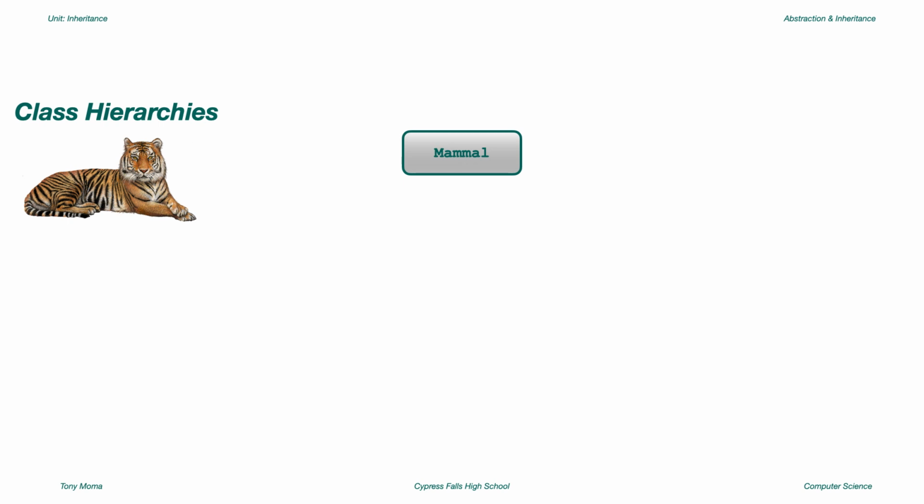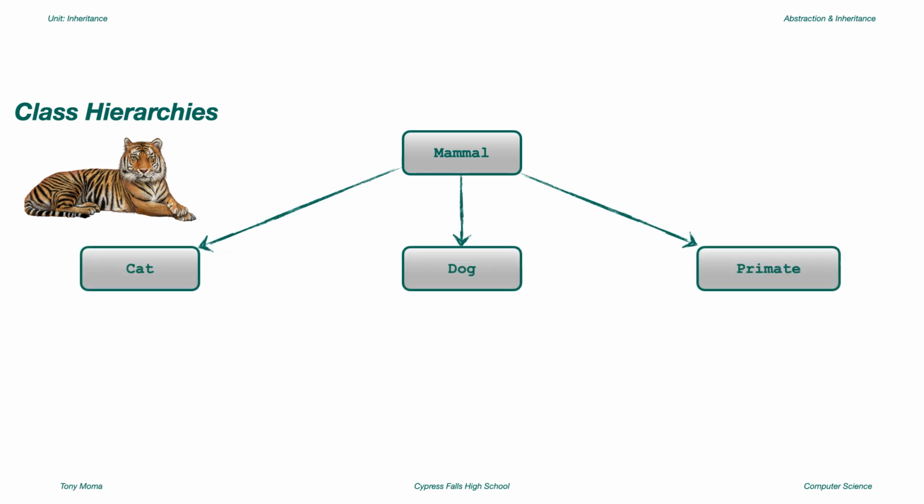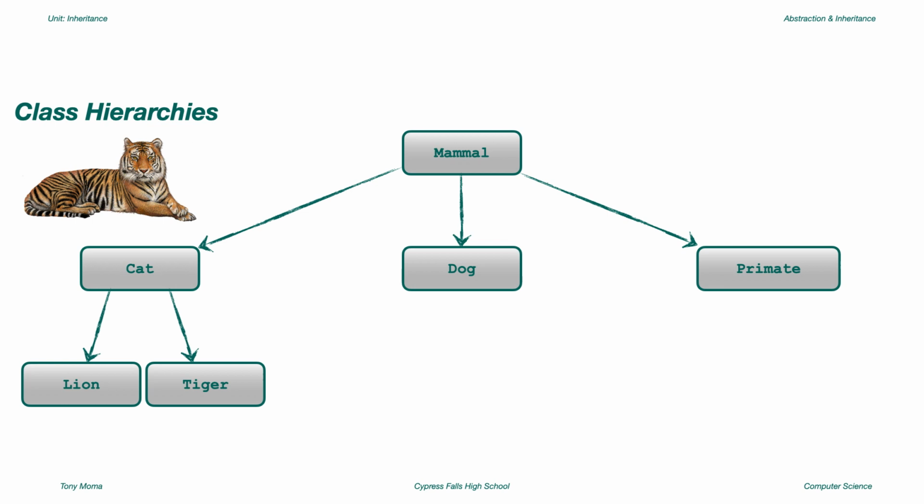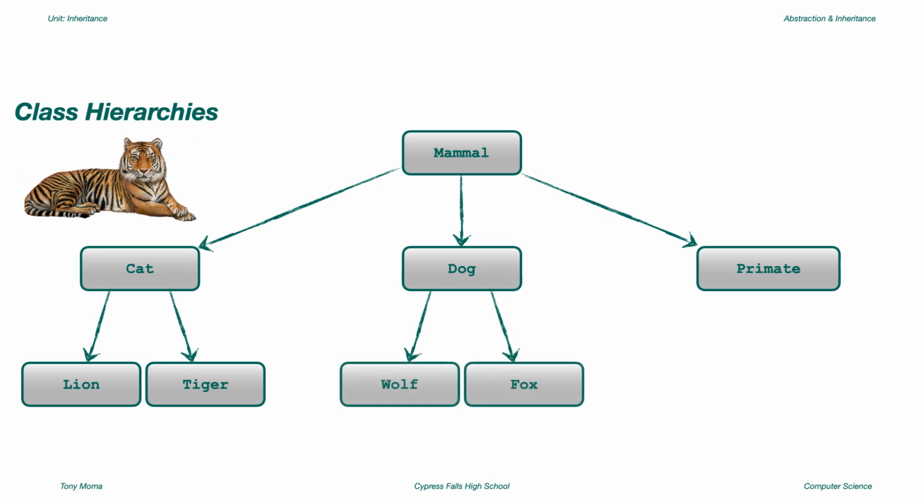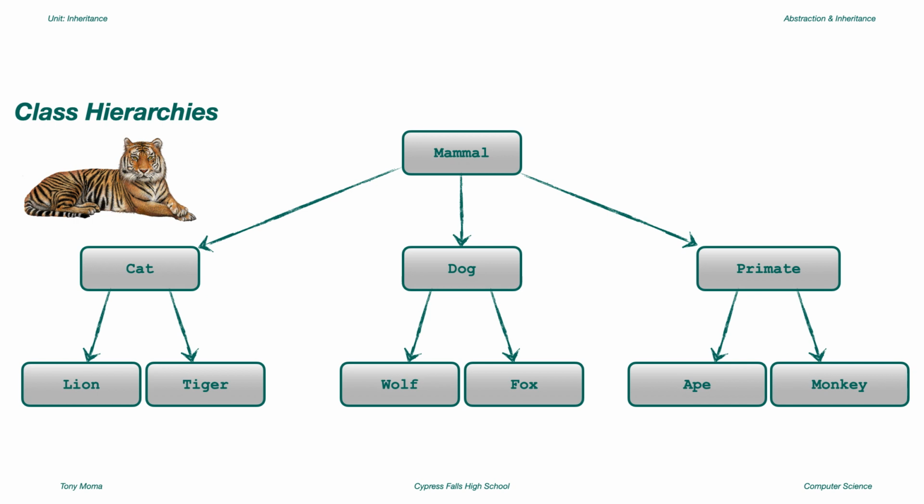And the last abstract concept we discussed was mammal. Obviously, from mammal, we can derive even more specific concepts such as cat, dog, primate. And from cat, we can derive lion and tiger. From dog, we can derive wolf, fox. From primate, we can derive ape and monkey, so on and so forth. These are all examples of class hierarchies. Now, how do we code a class hierarchy?